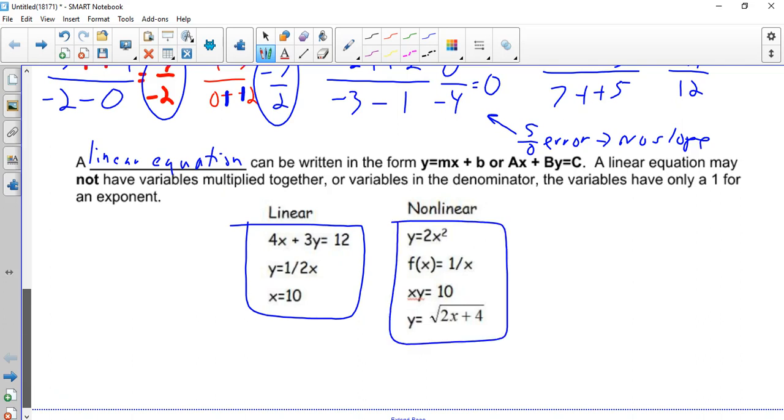These are not. Okay? Power higher than 1. In the denominator. Variables being multiplied. Square root.